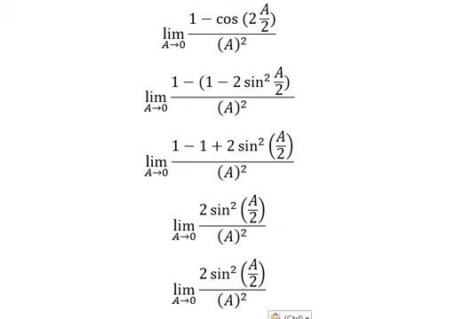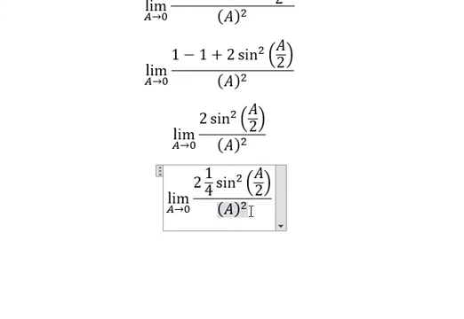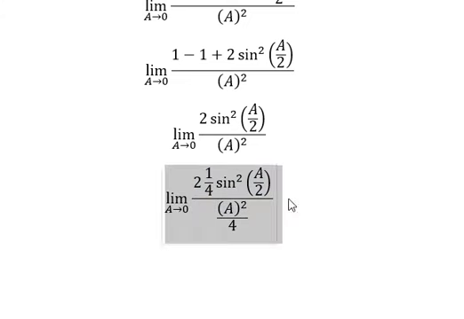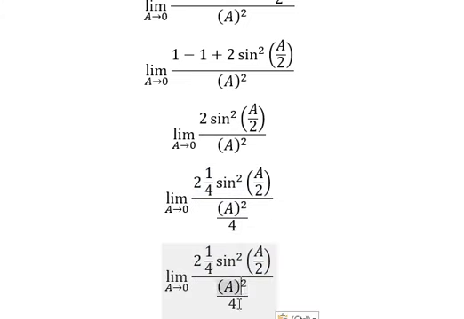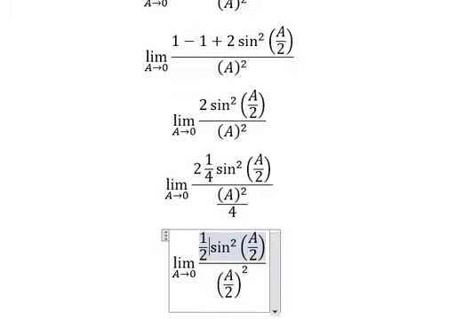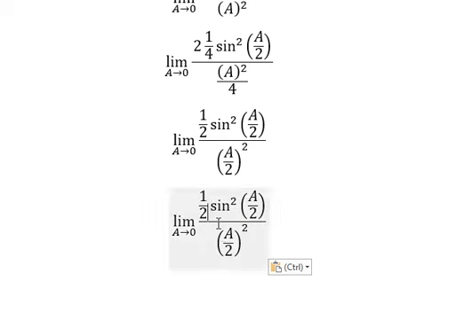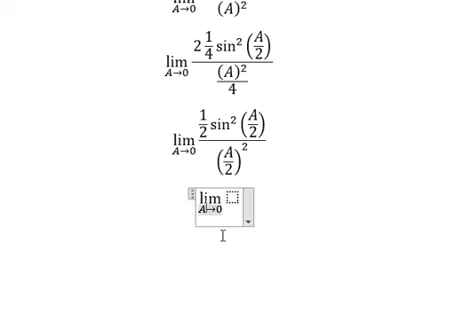Next, I will put 1 over 4 on numerator and denominator. So this one we have A over 2 to the power of 2. So 2 divided by 4, we have 1 over 2. And this one we can write like this.